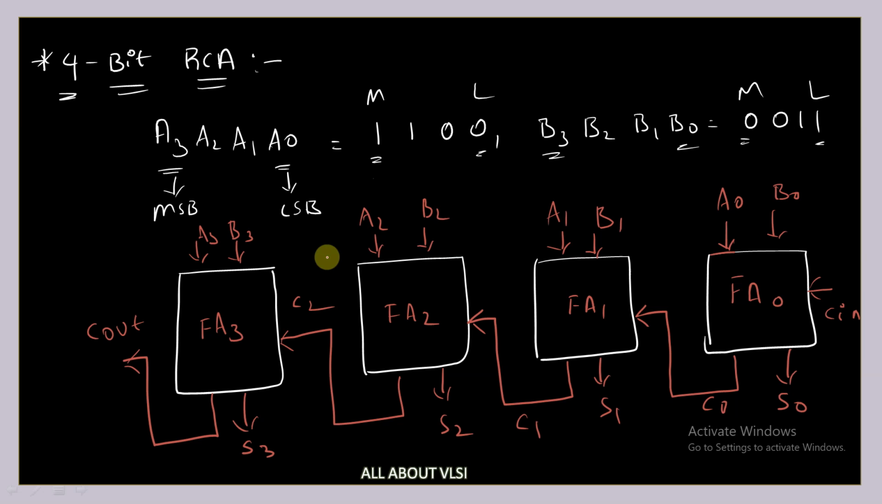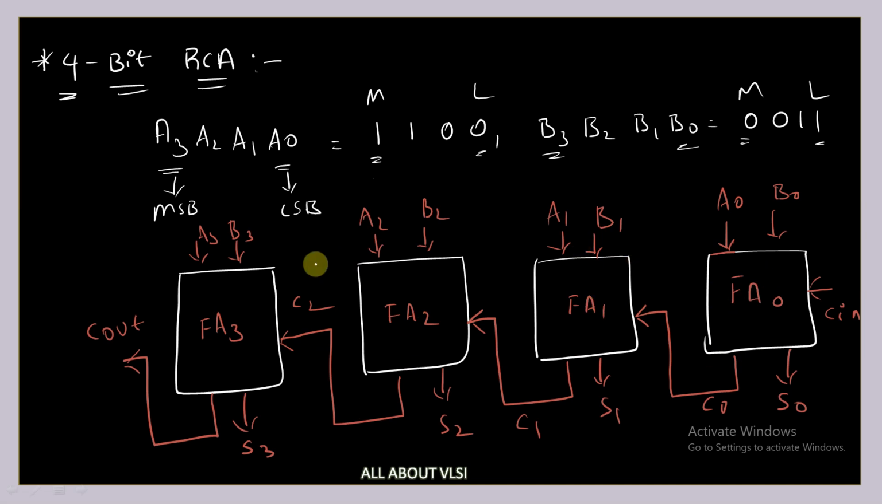Now, why are we calling this a ripple carry adder? What may be the reason? Basically, if we observe here, the carry from the first stage is going to the second stage, and the carry from the second stage is going to the third stage. Basically, the carry is rippling.